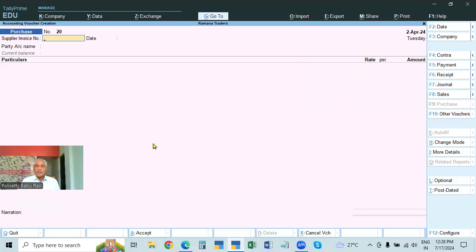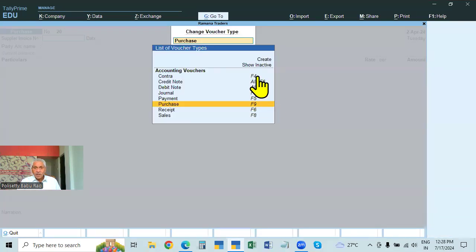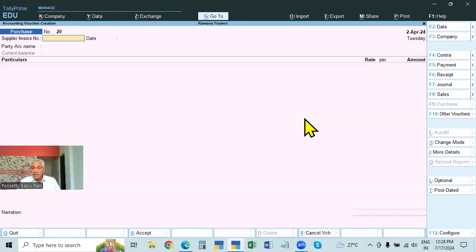Okay, this we have. The one we left is the journal. So what does journal mean? All the transactions which cannot be recorded in the other seven vouchers, the six plus two, we record in the journal. For these three, there is double entry and single entry, for sales and purchase of goods as well as services.